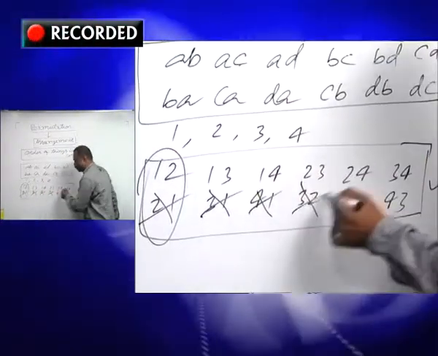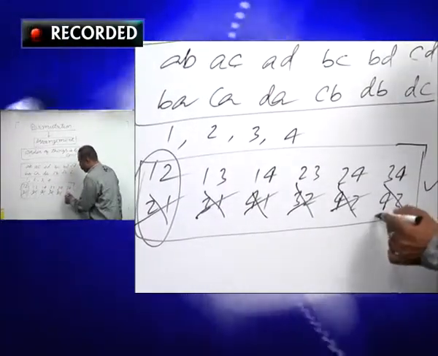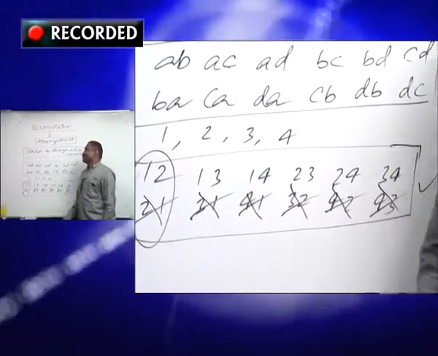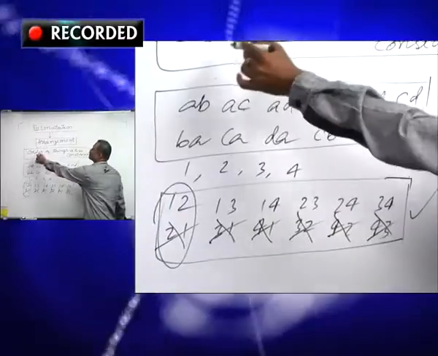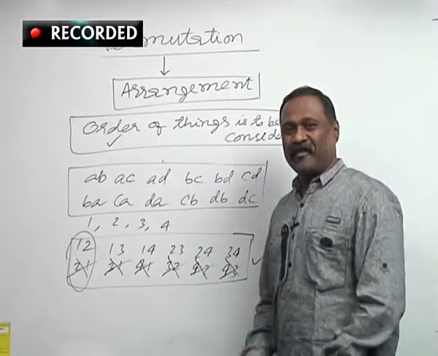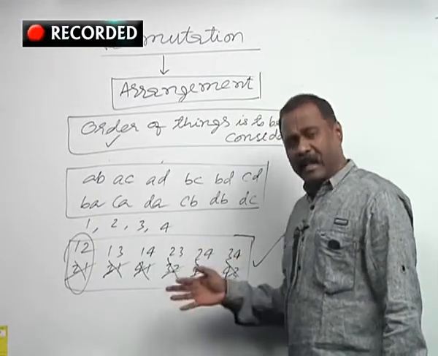2, 3 we need. 3, 2 not needed. 2, 4 needed, 4, 2 not needed. 3, 4 needed, but 4, 3 not needed. So the same question can be altered by not considering the order of the things. So understand, we will discuss it in the combinations again.